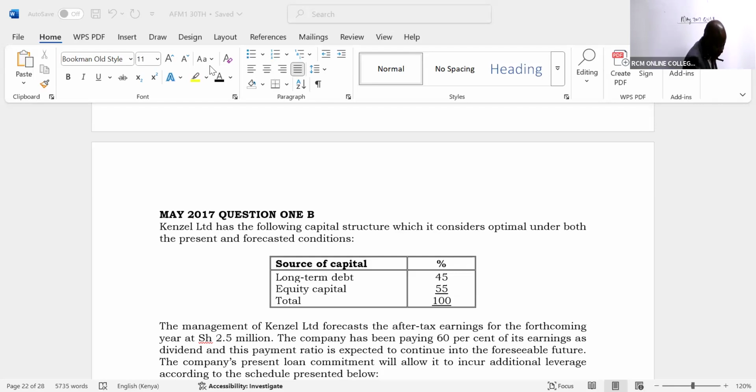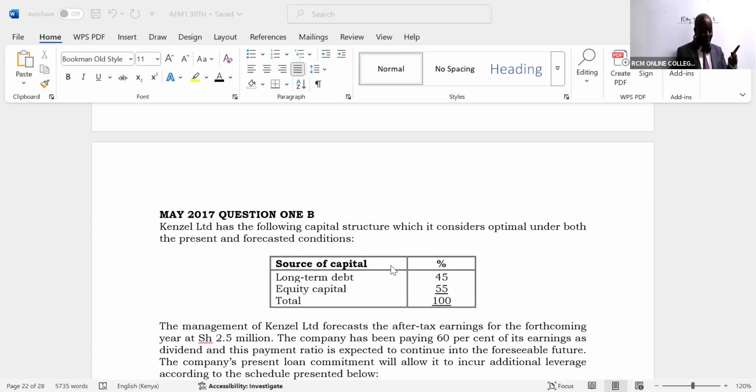So what is Kenzel telling us this evening? Kenzel Limited has the following capital structure, which it considers optimal under both the present and the forecasted conditions. So they have given us these sources of capital: long-term debt, and then number 2, equity capital. Those percentages they're giving us there, what do you think they represent?